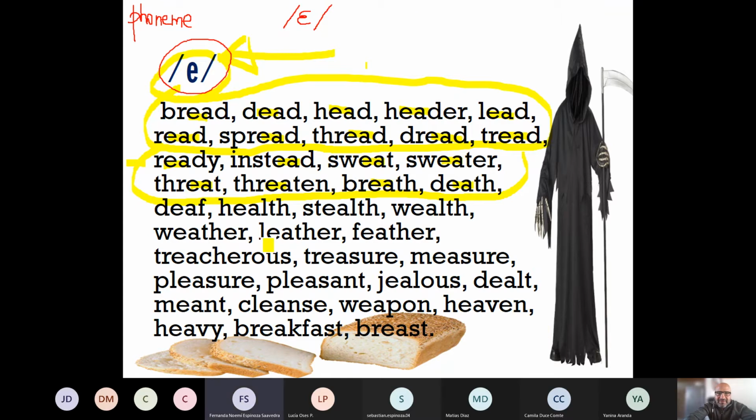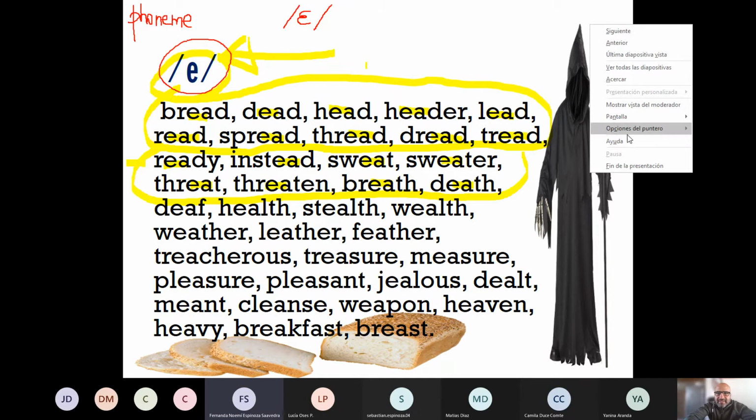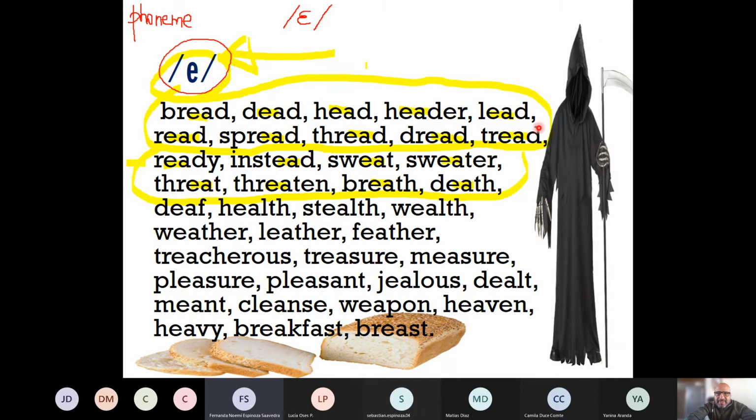All right. Very well done. It's a little better, I think. Yes, it's a little bit complex. So we have ready, instead, sweat. Yes, sweat, sweater. Yes, sweater, threat. Yes, threat, threaten. Yes, threaten, breath. Yes, breath. And death. Death. Excellent. Very well done. Thank you.